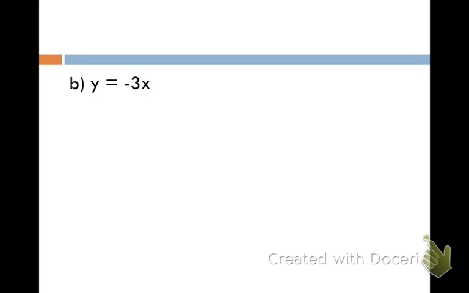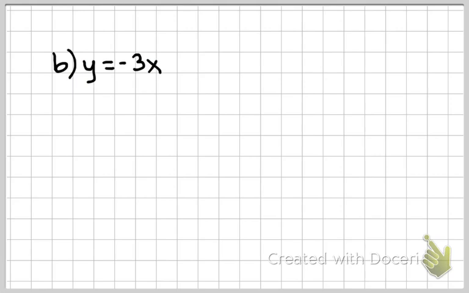Y equals negative 3x. So the instructions here are graph the function. It doesn't actually tell me what the domain is, but we know every single time it tells me to graph the function, what's my domain going to be? Negative 1, 0, 1. Excellent. So we're just going to write it because we know there's 3 x's. We're going to go ahead and rewrite that equation 3 times.